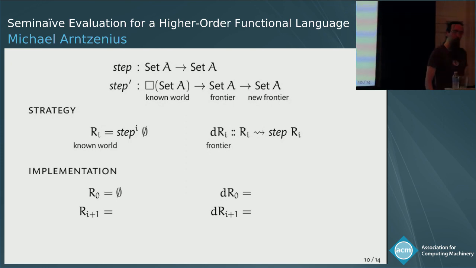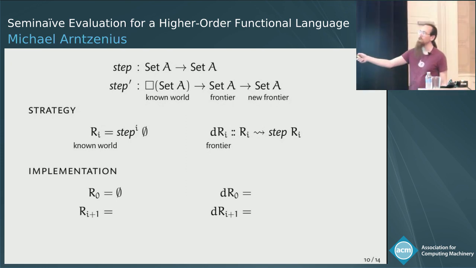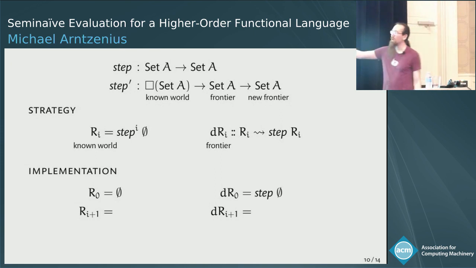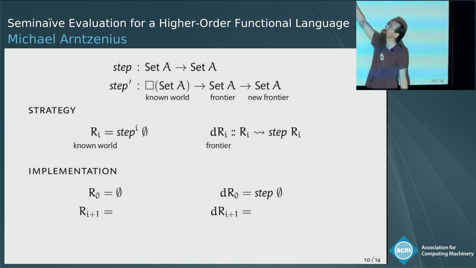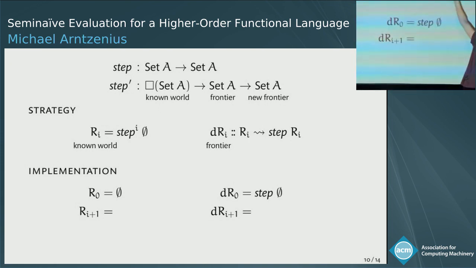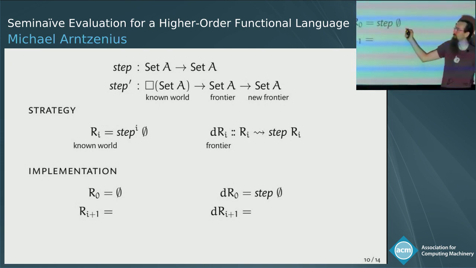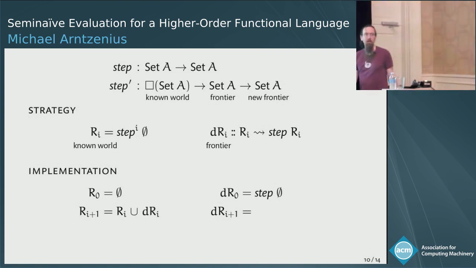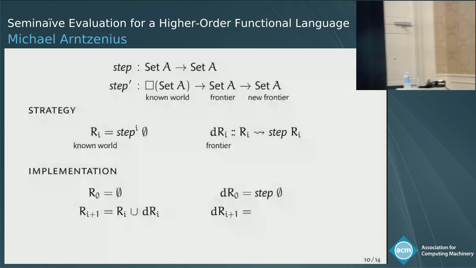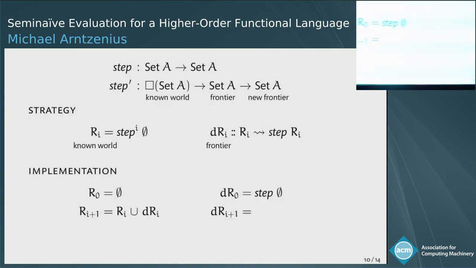And we're going to define these sequences inductively. The first one is a gimme. R sub 0 is the empty set by definition. dR sub 0 is going to be step of the empty set, because we need it to satisfy this property, so we need dR sub 0 to turn R0, which is the empty set, into step of R0, which is the step of the empty set. So again, by definition, it has to be that. The whole point of having these frontiers is that we can union them in to find the next known world, so that's exactly what we do.